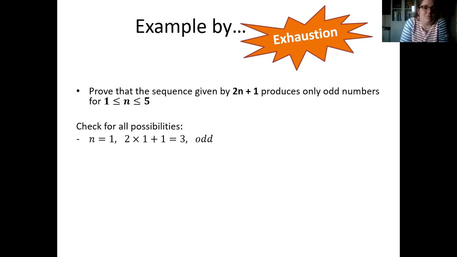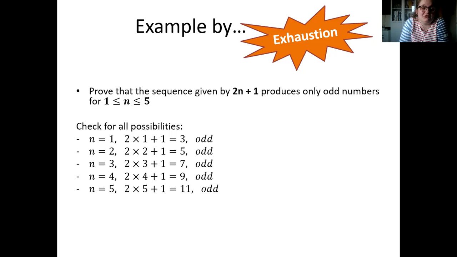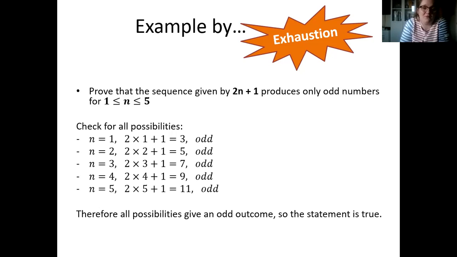So n equals 1, and so 2 times 1 plus 1 equals 3, odd. N equals 2. 2 times 2 plus 1 equals 5, odd. N equals 3. 2 times 3 plus 1 equals 7, odd. N equals 4. 2 times 4 plus 1 equals 9, odd number. And then finally, n equals 5. 2 times 5 plus 1 equals 11, odd. Therefore, all possibilities give an odd outcome, so the statement is true.